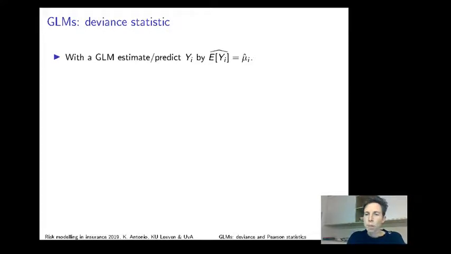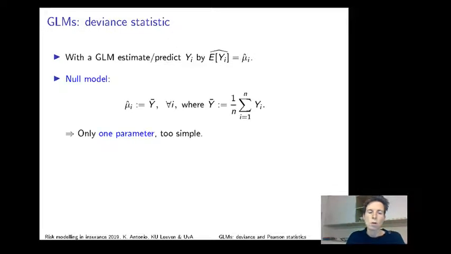In a generalized linear model, the response or outcome, y_i, of policyholder i, will be estimated or predicted with an estimate for its expected value. That is mu hat for observation i in this case. Now consider two extreme positions. On the one hand, in the so-called null model, each response gets the same estimate or prediction. That's the global average, here denoted with y bar. And this is, of course, an oversimplified model, which only uses one parameter and is therefore too simple to model or to explain your data.